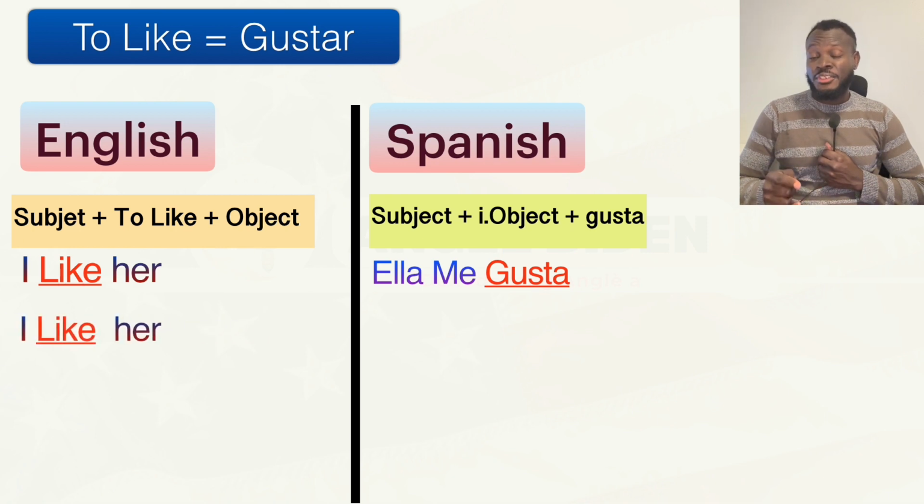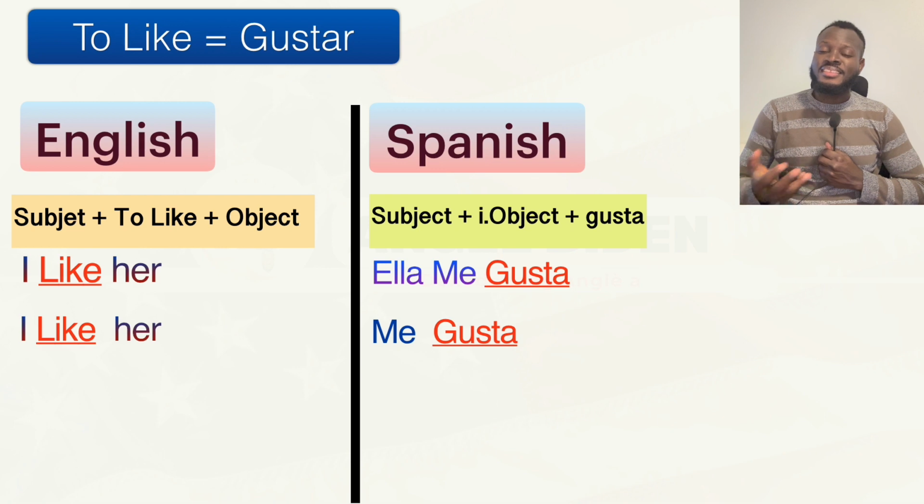I like her, since we can easily remove the personal pronoun for the subject. Ella is the subject. We just remove ella. We just say, me gusta. I like her, me gusta.